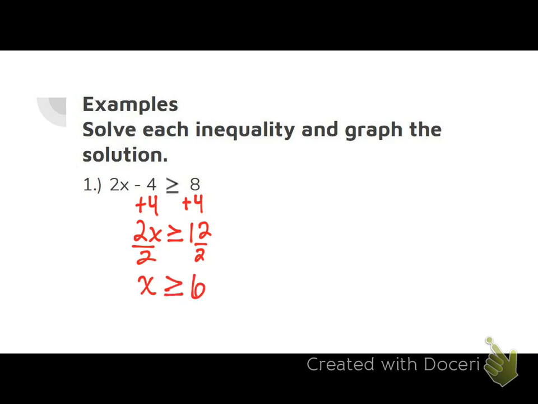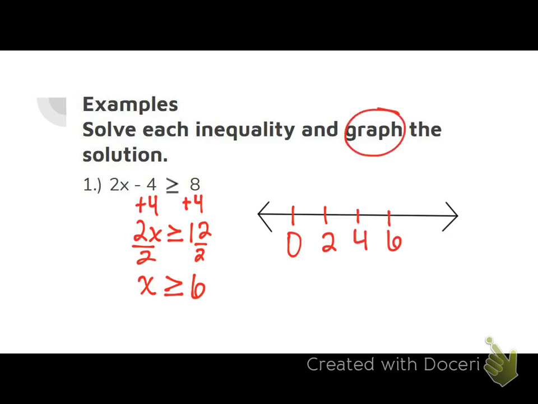Did I need to flip that symbol at any time? No. We did not multiply or divide both sides by a negative, and our variable is already on which side? The left side, so we don't need to worry about flipping it around. Okay, I'm going to set up my number line. Do we always have to do the number line? If it says to graph, then yes. So if it says solve and graph, we need a number line.